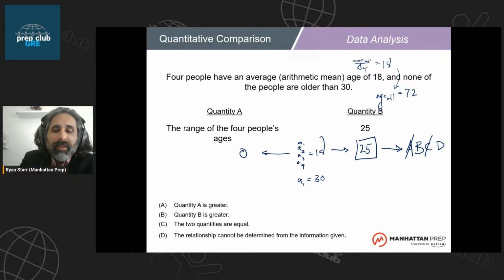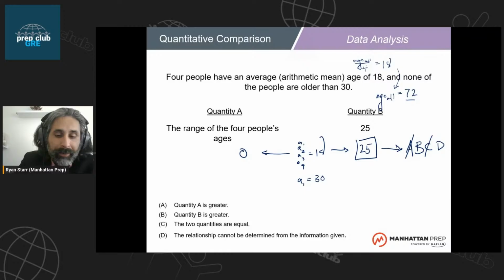All right. Let's make person 1 30, the highest that any of these ages can be. What does that leave us with? That leaves us with another 42 years to play with. That's 30 of our total of 72 years. But now we got to focus on making one of these people the lowest they can be. And really the question is, can we make this range bigger than 25 or even equal to 25?